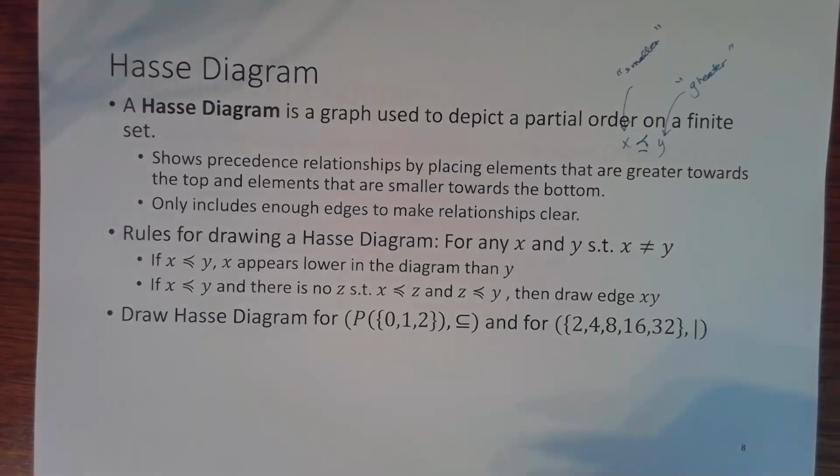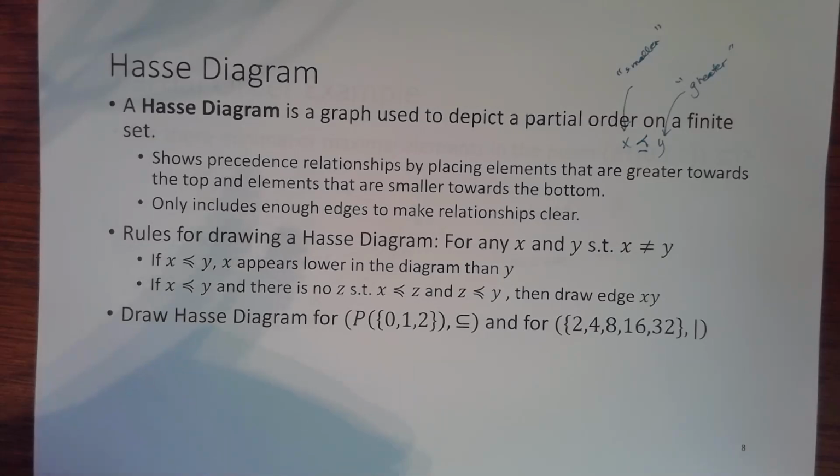So the position shows a relationship. There's not going to be any directed edges, there's just going to be position. Lower things going up to higher things implies that there's an arrow going in that direction. So you can only go from bottom to top, you never go top to bottom. And then we only include enough edges to make the relationships clear. For example, we know that a partial order is reflexive, so we're not going to put any self loops in.